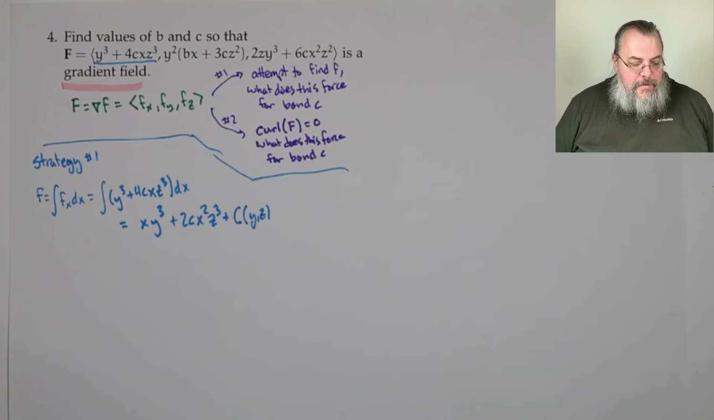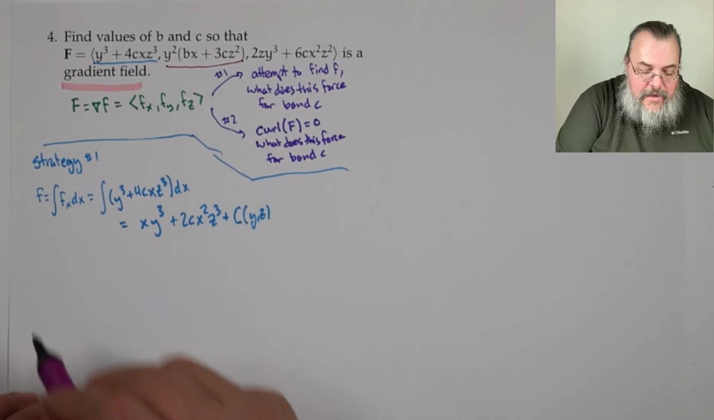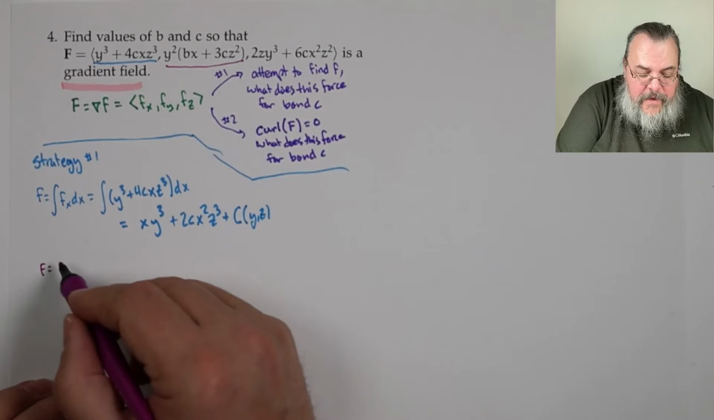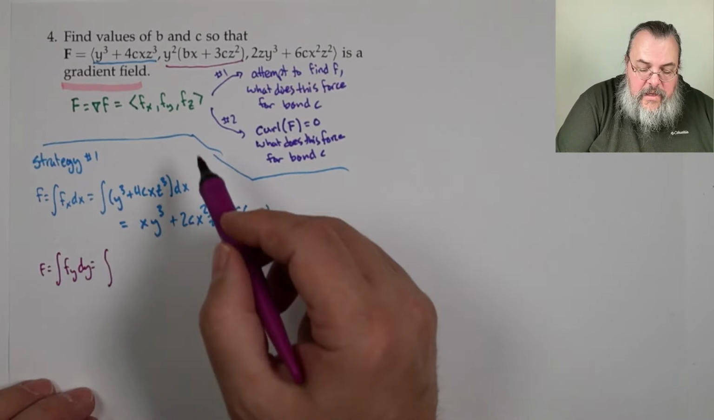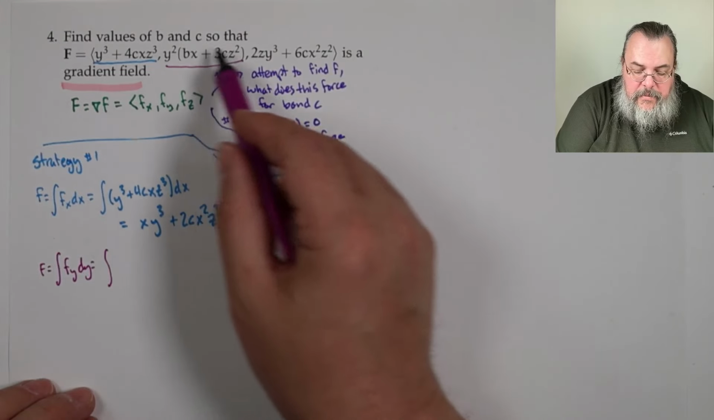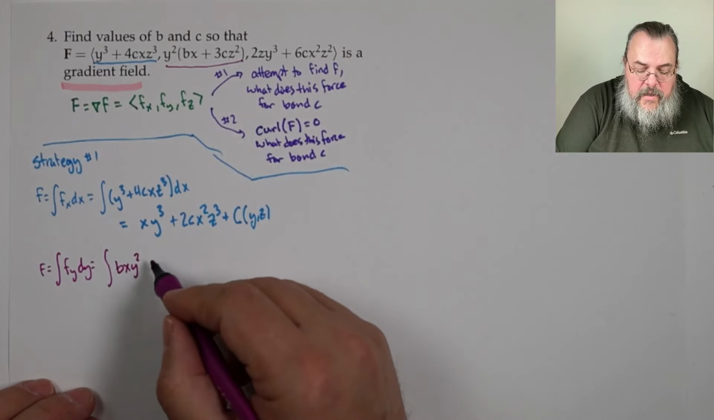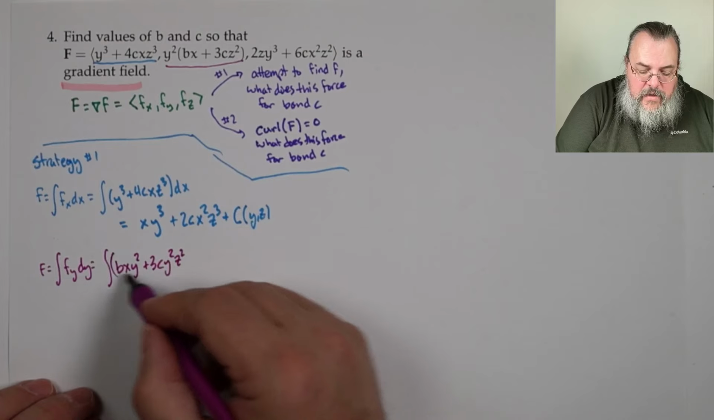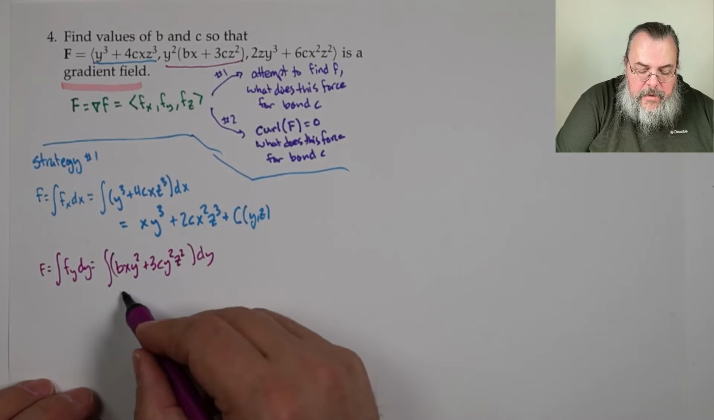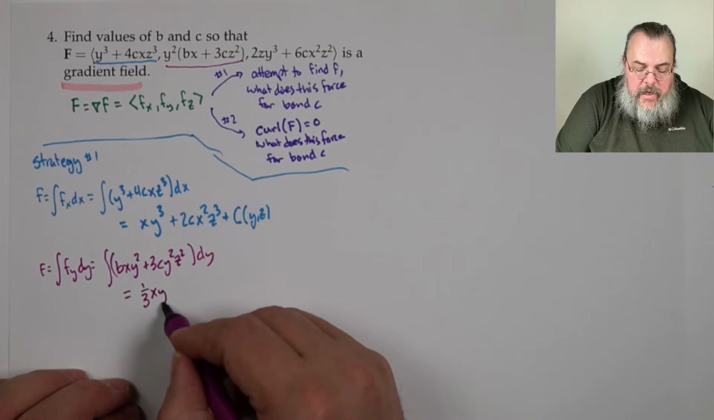Okay, so here we go. Round 2. Here, that's supposed to be our f sub y. So we say, perfect. Let's use that to find f. Integral of f sub y dy. So that's the integral. And I don't know why they wrote it this way. I'm going to distribute that through. So I'm going to write this as bxy squared plus 3cy squared z squared dy. When we integrate this with respect to y, well, here we'll get 1/3 xy cubed.